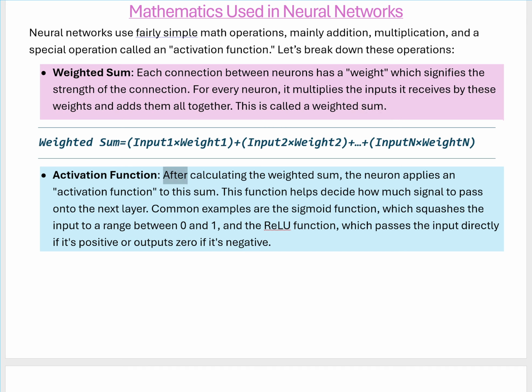Activation function. After calculating the weighted sum, the neuron applies an activation function to this sum. This function helps decide how much signal to pass onto the next layer. Common examples are the sigmoid function, which squashes the input to a range between 0 and 1, and the ReLU function, which passes the input directly if it's positive or outputs 0 if it's negative.